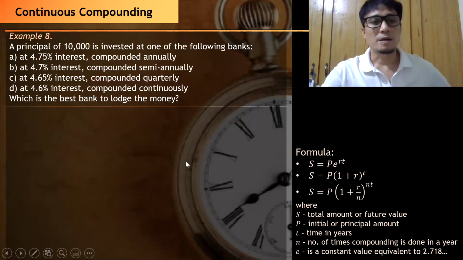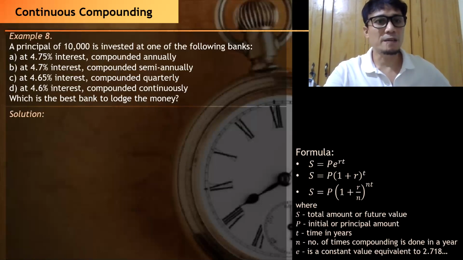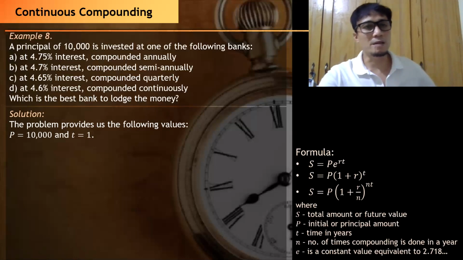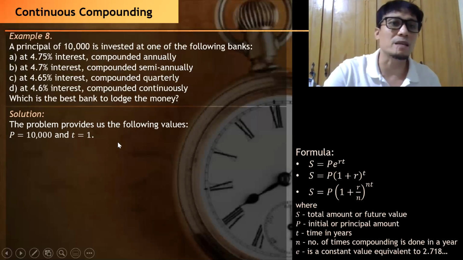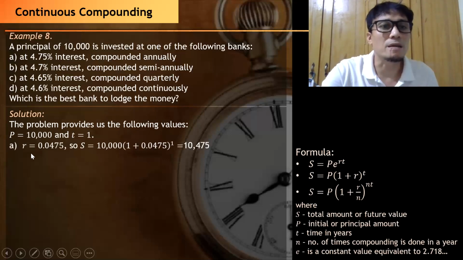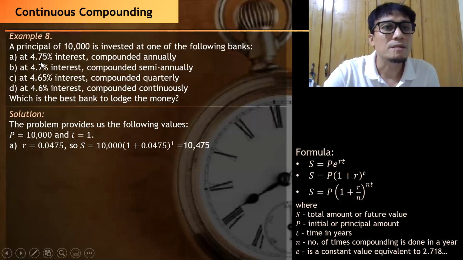Okay, let's start with first identifying the given values. Of course, we have 10,000 for the principal amount. And what is the time? Time is 1 year, although it's not mentioned here, but since it's not mentioned, then we'll just assume that T is equal to 1. Anyway, we're talking about annual compounding, or semi-annual and so on, so the reference is 1 year. And for letter A, we have R equals 0.0475.